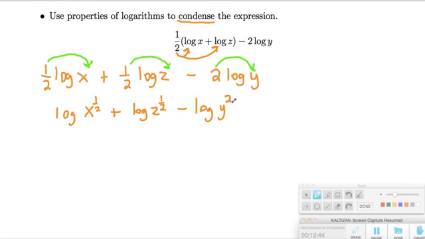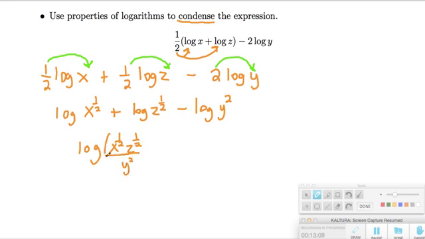Now the plus is going to become the product rule because plus on the outside becomes multiplication on the inside. The minus is going to become the division rule because minus on the outside of logs becomes division on the inside. So finally we can write this expression log of x to the 1/2 times z to the 1/2 over y squared.